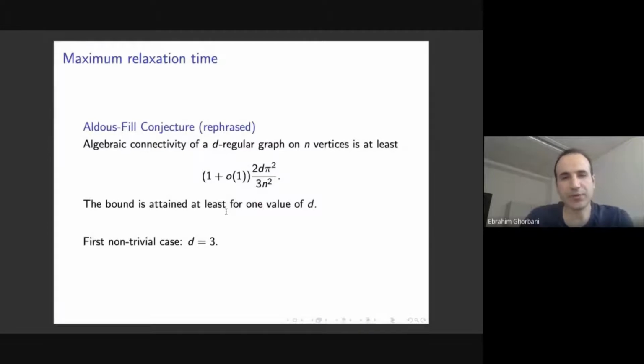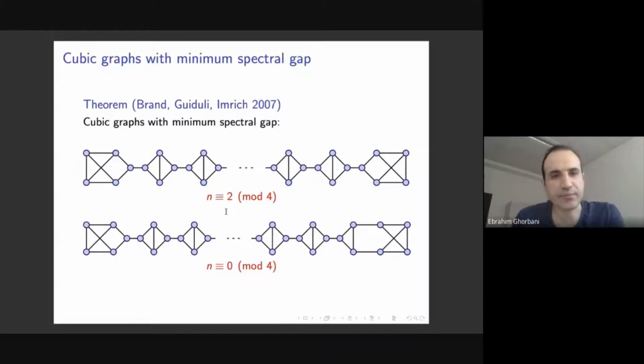The problem for cubic graphs was independently studied by Brand, Guiduli, and Imrich. They studied cubic graphs with minimum spectral gap, or minimum algebraic connectivity, and they determined the structure of these graphs. Depending on n mod 4, which is 0 or 2, since for cubic graphs the number of vertices should be even, in the case that n is 2 mod 4, the upper graph is the minimum graph. So we just have to add more middle blocks here. And for the other case, the graph at the bottom is the minimum graph, I mean the cubic graph having minimum algebraic connectivity.